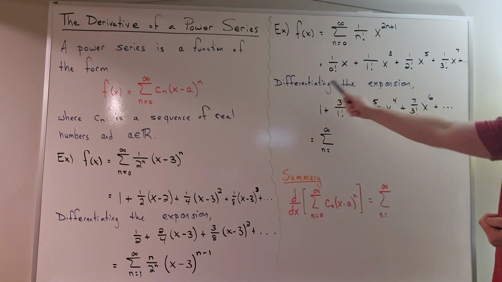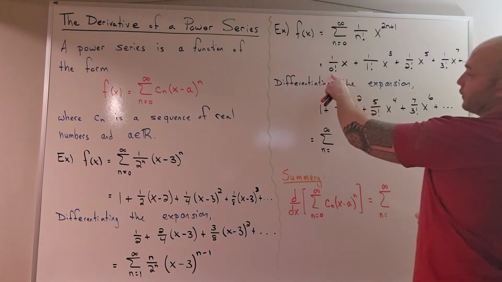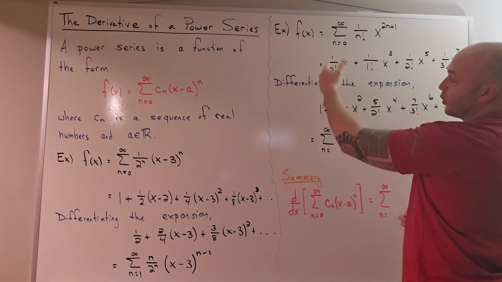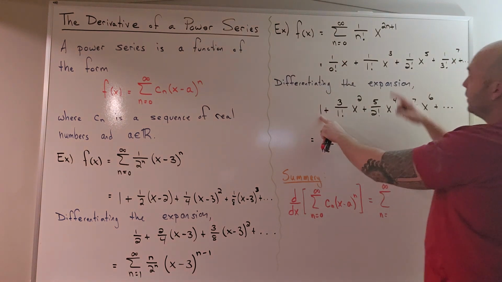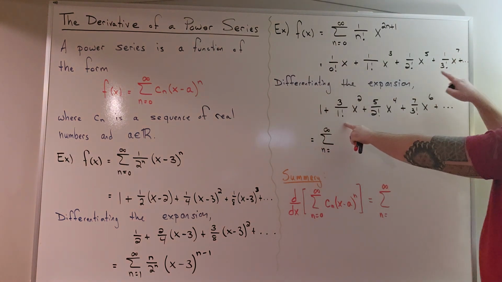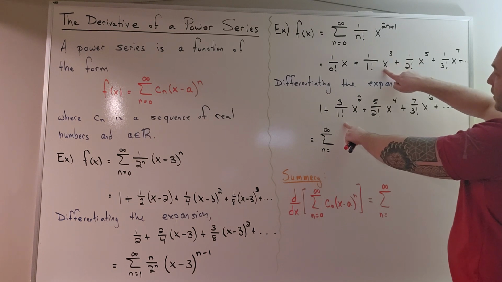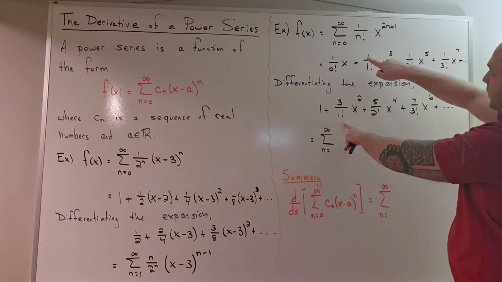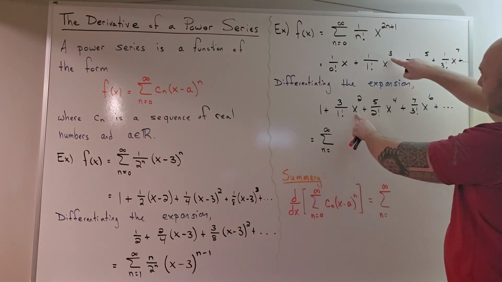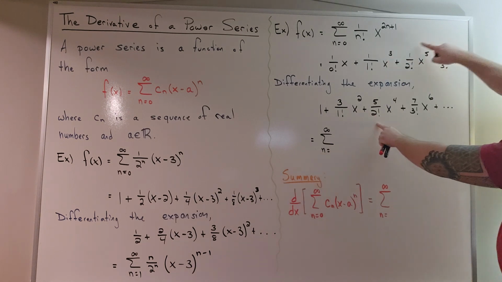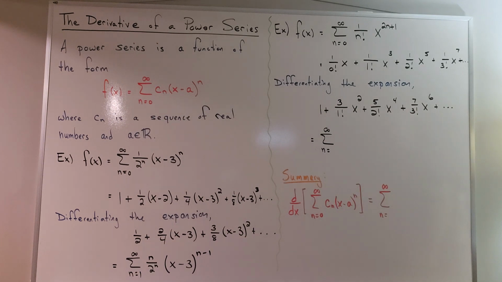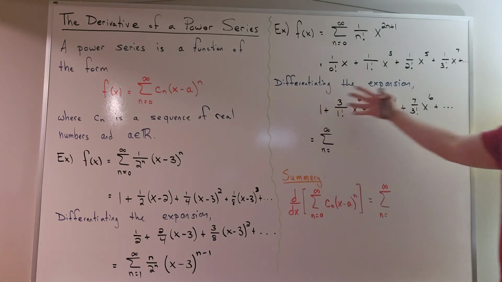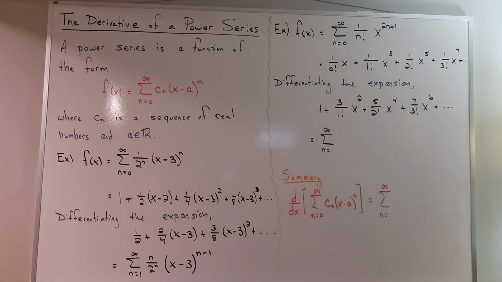Now if I differentiate this expansion, of course this fraction here, 1 over 0 factorial is 1, so that's 1 times x. The derivative of that would be 1. Continuing along the terms here, the derivative of this second term, 3 would come down, so it'd be 3 over 1 factorial, x to the second. 5 over 2 factorial, x to the fourth, so on and so forth. Now let's rewrite this as an infinite series.